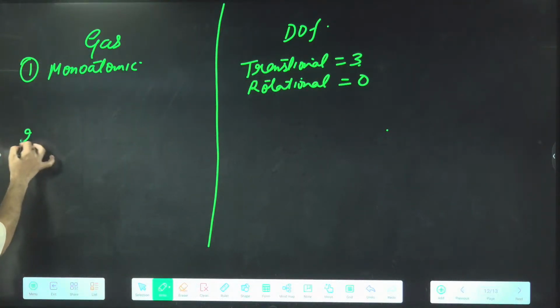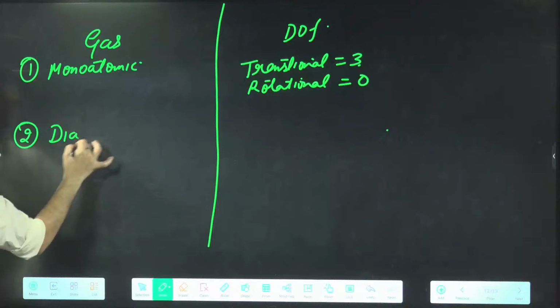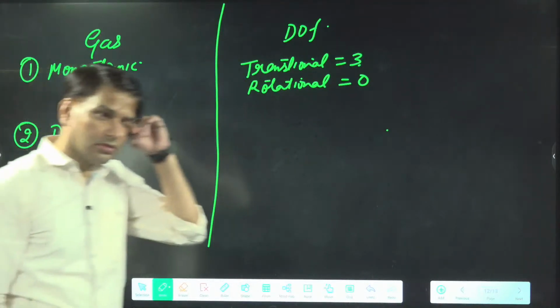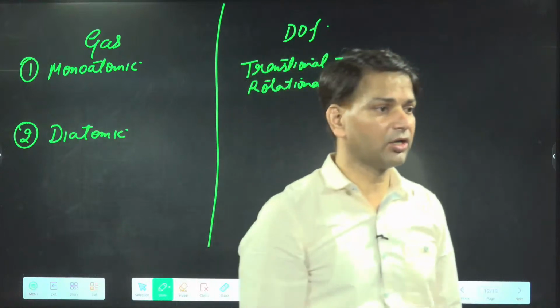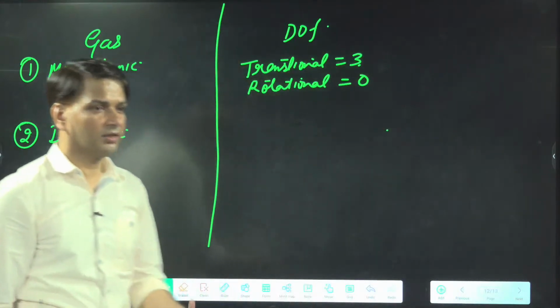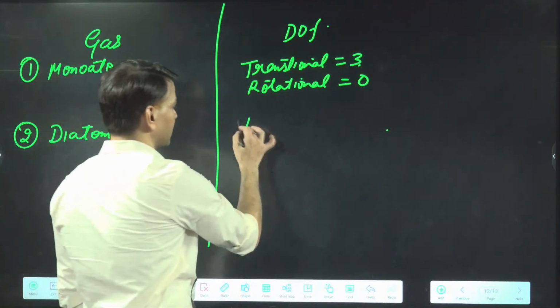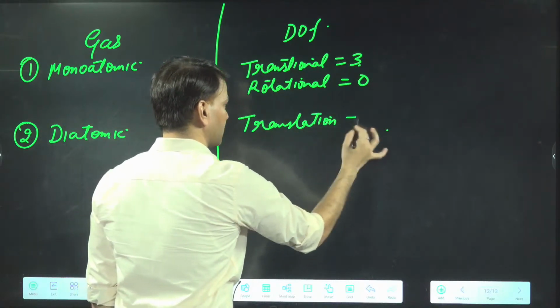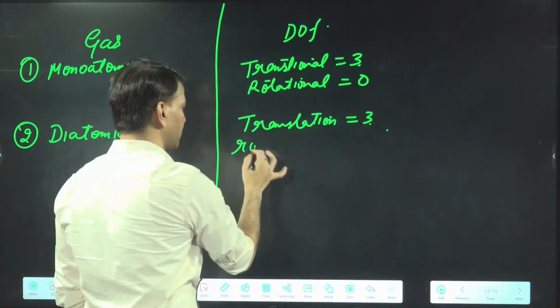No need to write that. Second one is the diatomic. So how many degrees of freedom for diatomic? Translation is always 3. Rotational.